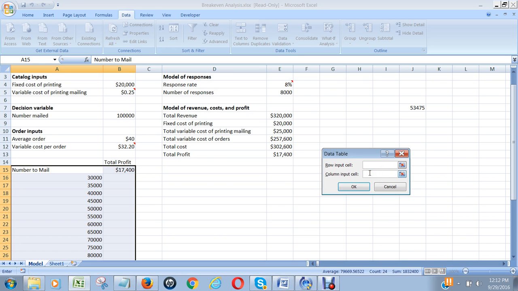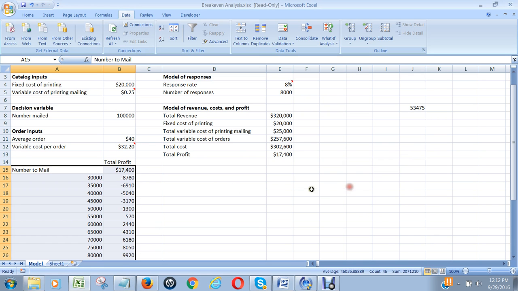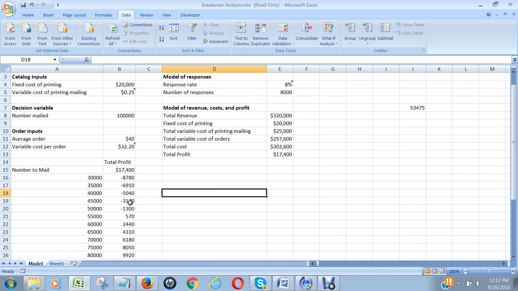Because this is only one input we're changing, which is the number mailed, I'm going to say this column right here represents this value. And then I just click on it, and what that says is take every one of these values and plug them into this cell and then put the profit right here, right next to the value. So I click on OK, and then it did all those calculations I was typing in.